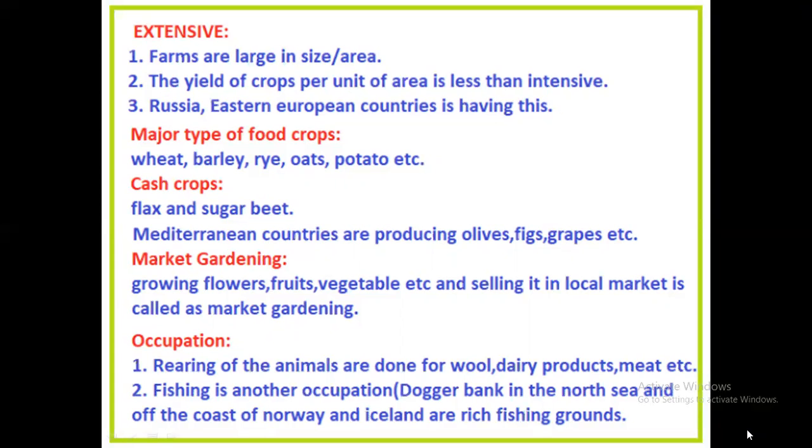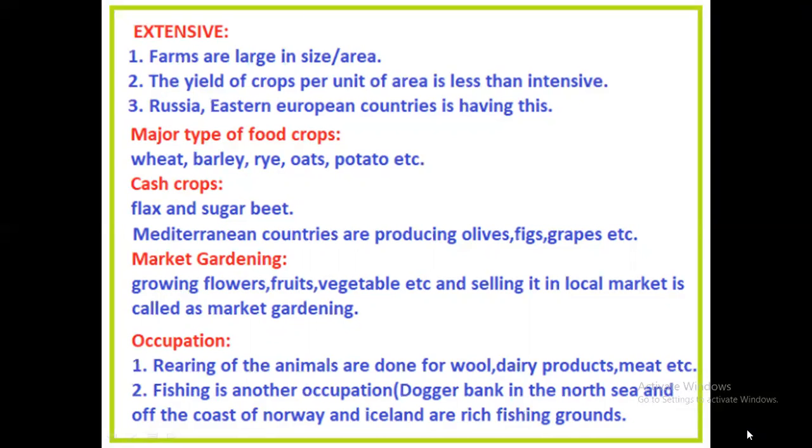Next term is market gardening. When flowers, fruits, vegetables are grown together so that they can be sold in the local market, it is called market gardening. I repeat, when flowers, fruits, vegetables are grown together so that they can be sold in the local market, it is called market gardening.